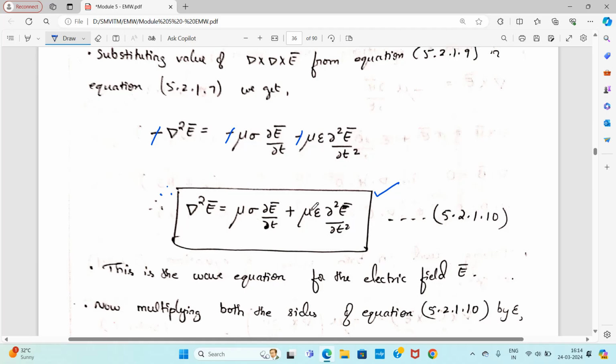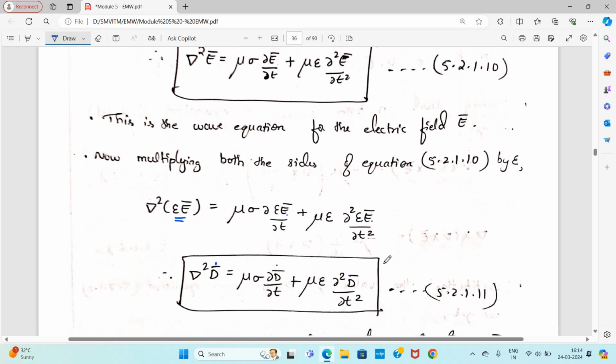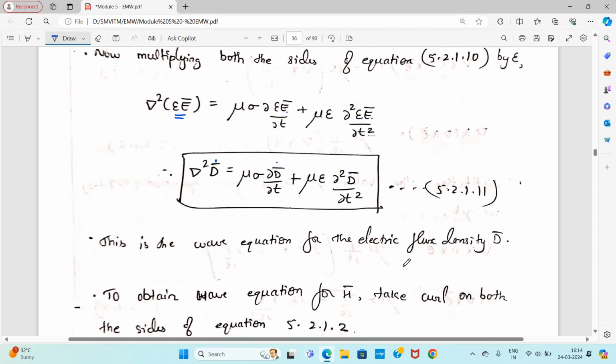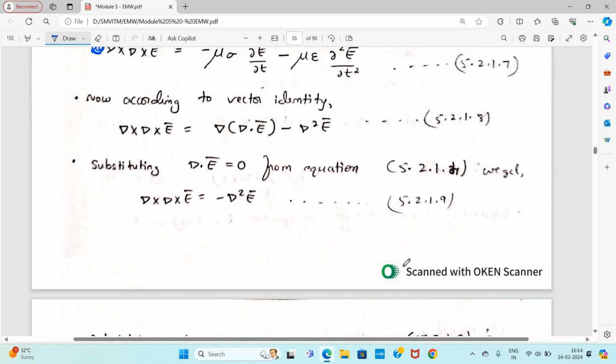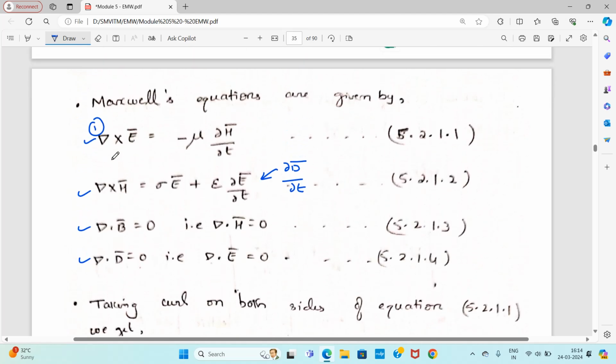And in the same equation, if I multiply throughout by epsilon, the E becomes D. So these are the first two wave equations in terms of electric field intensity E and electric flux density D. So same thing you need to do for magnetic field also. For that case, we will be starting with the second equation.